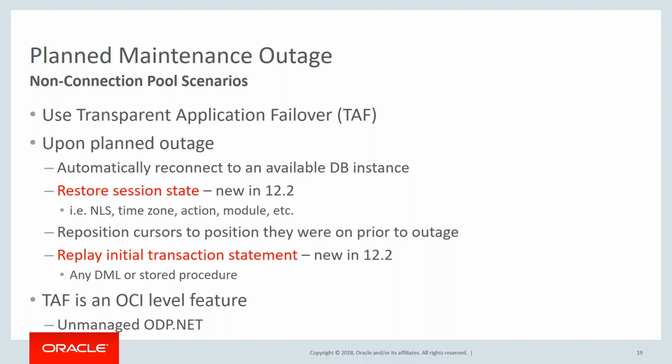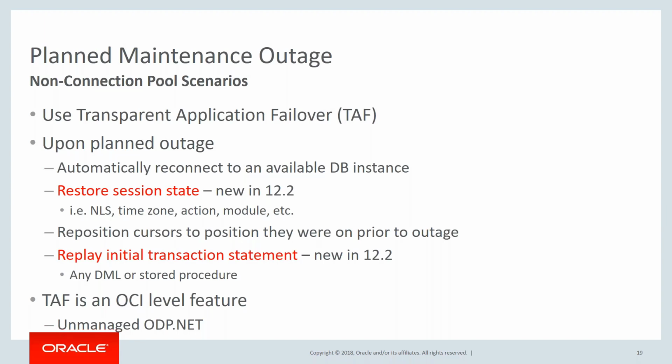What happens in a planned outage scenario is that TAF doesn't use the FAN infrastructure, but it will still detect these failures, or I should say it will detect when it's lost connection. So the first thing it does is automatically connect to an available database instance, if there's another node or your Data Guard instance is available. It'll restore, in 12.2, the session state now. So your NLS settings, your time zone settings, your action, your module settings will be restored, which is a great new feature. You don't have to have application logic to restore those. TAF will automatically redo it.